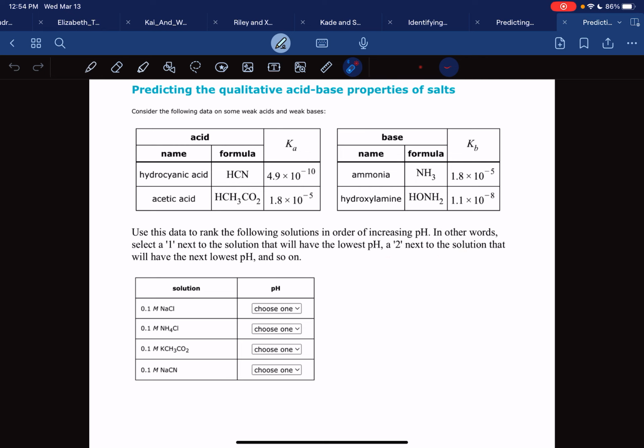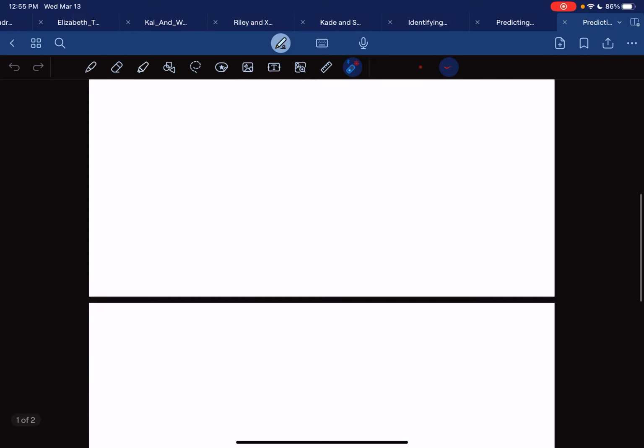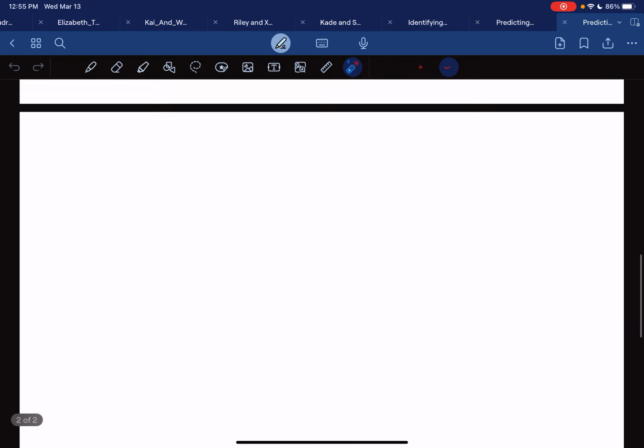Now the question is, how can we take a look at these guys right here and determine whether or not they are acidic or basic? And the way we do that is we kind of break them apart and see what they are compared to their conjugates. Now, what do I mean by that? Well, let's take the first couple as an example here.